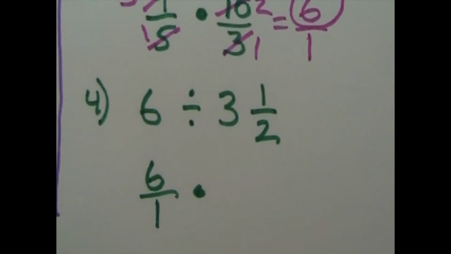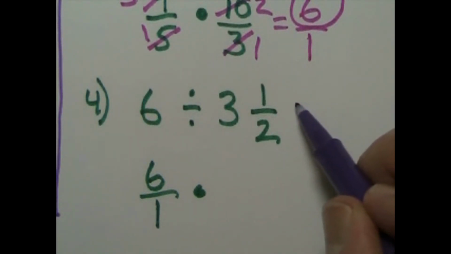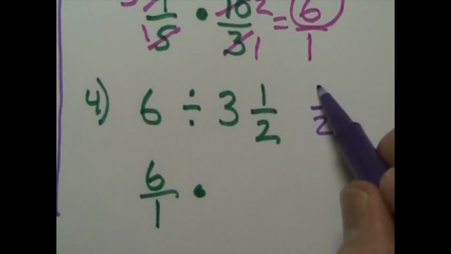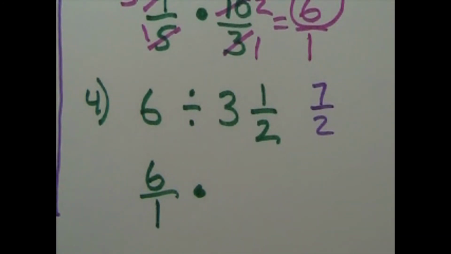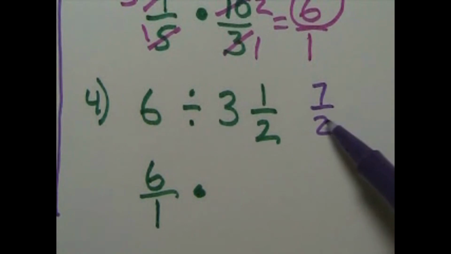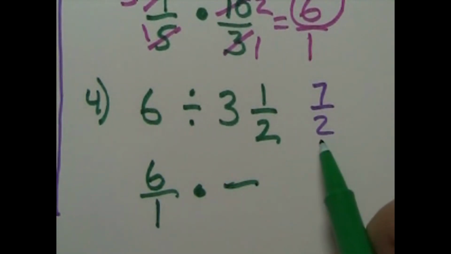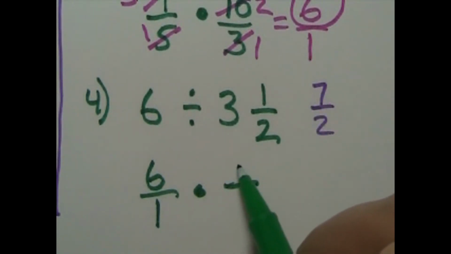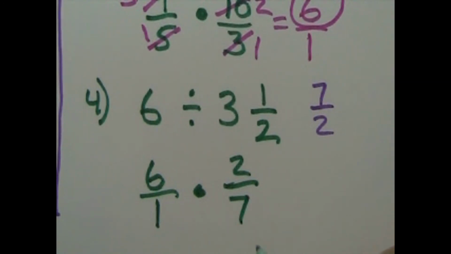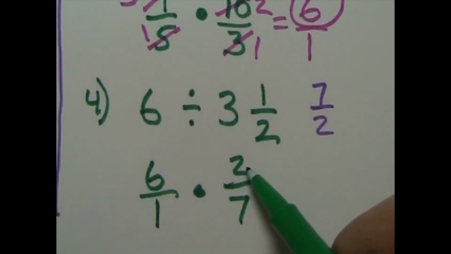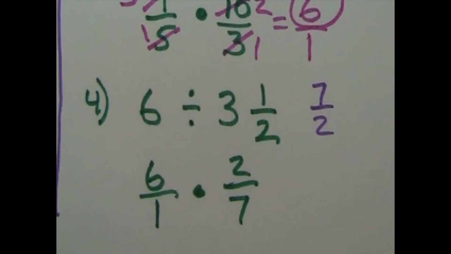So if I was to make that into a fraction, 3 1/2, that's the same thing as 2 times 3 is 6, plus 1 is 7. That's 7/2. So now what I'm going to do is flip this. Okay, so I'm going to flip this, so it's now going to be 2 over 7. Right? Because it's 7/2. Now I flip it.